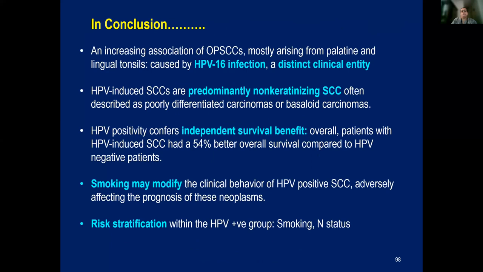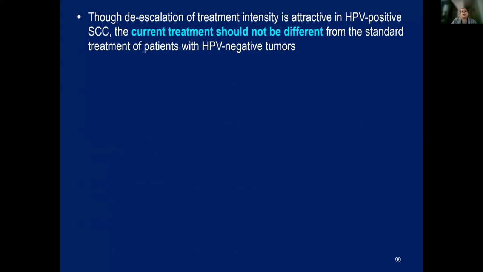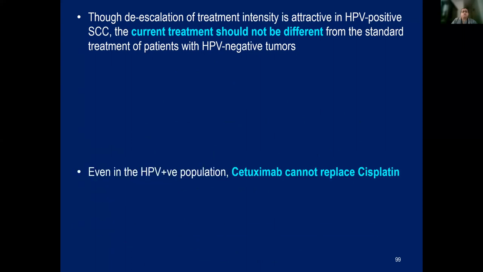In conclusion, an increasing association of OPSCCs, especially arising from the palatine and lingual tonsils. This is the case in the West. Here we often see tumors that are HPV negative, but you have to understand that there is a definite association with smoking. HPV status confers independent survival benefit. Risk stratification should take into account stage T, N, and smoking status. And the current treatment should not be different from the standard treatment out of a protocol.